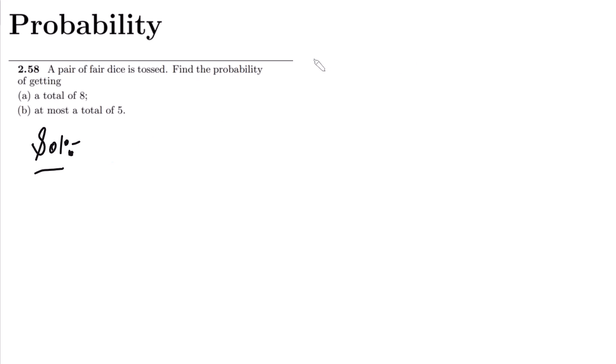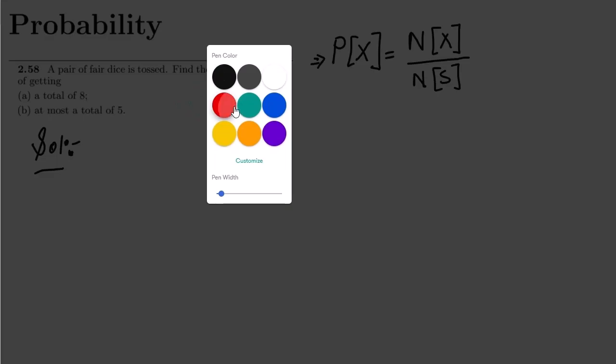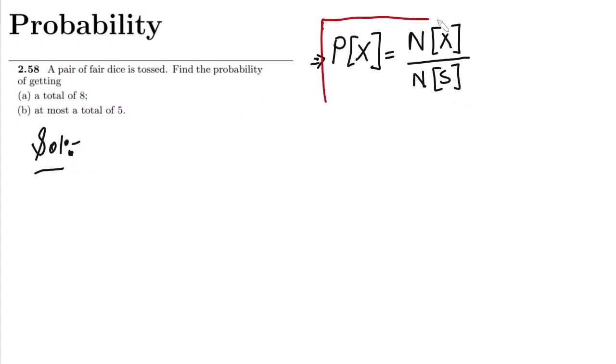The formula which I am going to use here would be the same. If I want to find the probability of X, then I want to find the number of items in X divided by the total number of items, which are the items in the sample space. This is the formula which I am going to use here, and let me underline it first. For this formula, I should have the number of items in the sample space. So writing here the sample space we have.